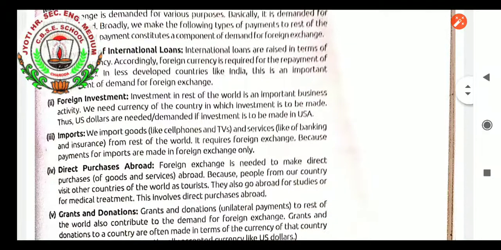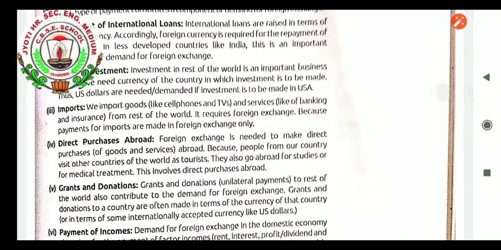Next is foreign investment. When we talk about foreign investment, students, investment in the rest of the world is an important business activity. We need the currency of the country in which investment has to be done. Thus, US dollars are demanded if investment is to be done in the United States of America.